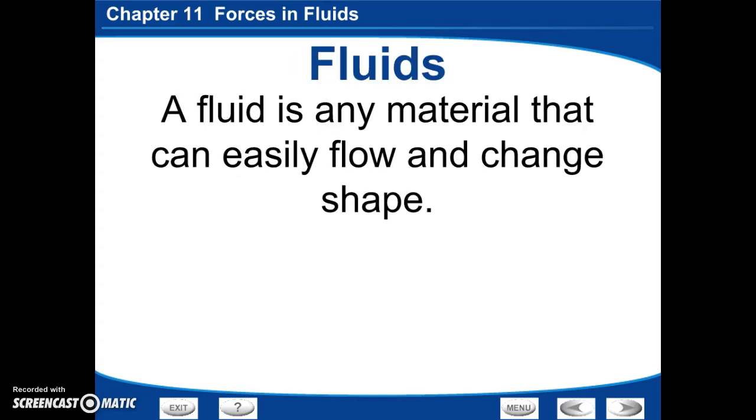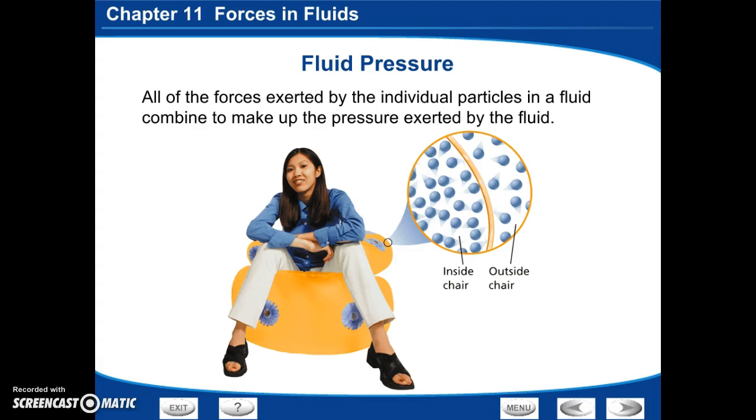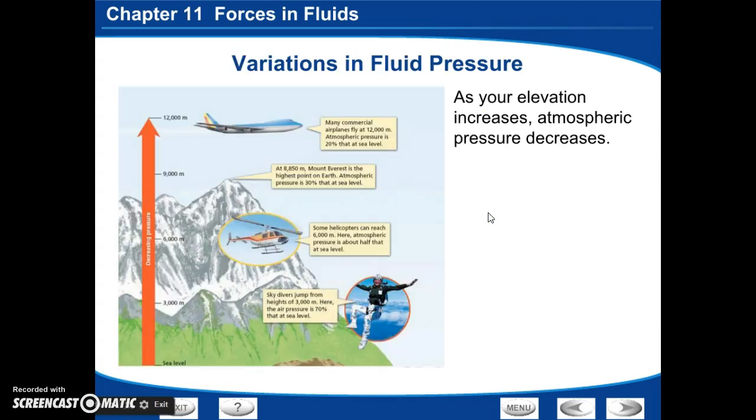All right, a fluid. A fluid is any material that can easily flow and change shape. So we know fluids are both liquids and gases. All the forces exerted by the individual particles in a fluid combine to make up the pressure. Think about what's going on inside the chair. Because the person's sitting on it, those particles are hitting each other more often and they're more crunched into a smaller space versus the outside air. So there's more pressure on the inside of the chair pushing out than there is on the outside pushing in.